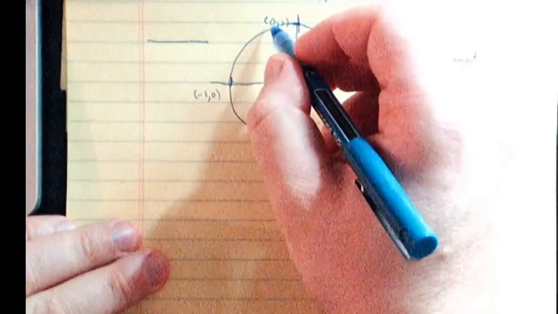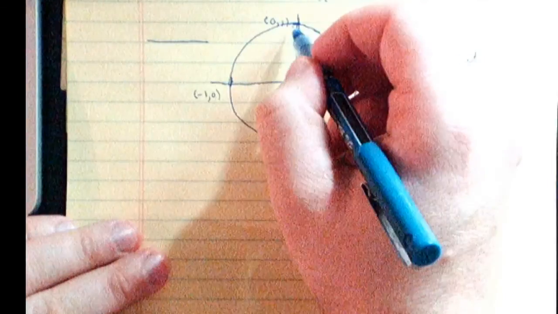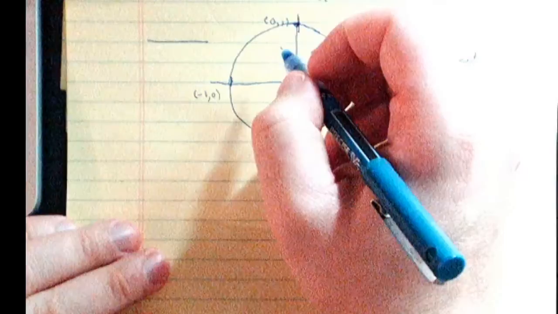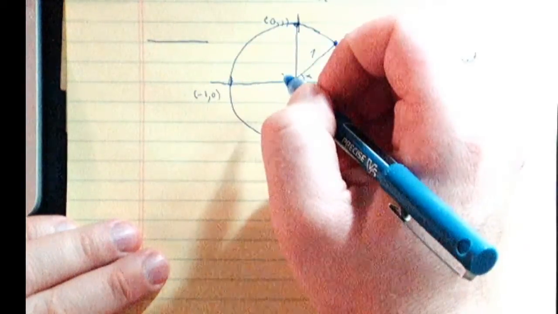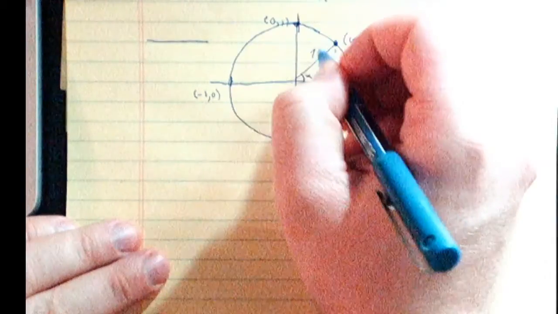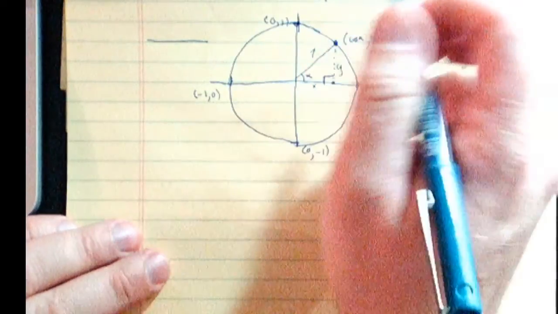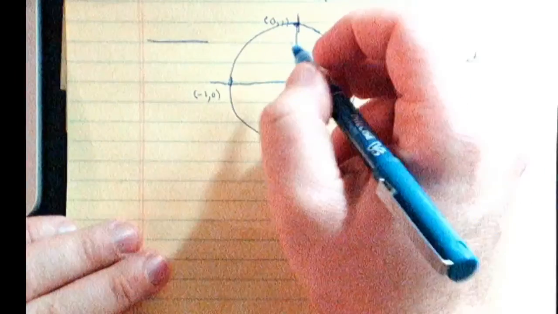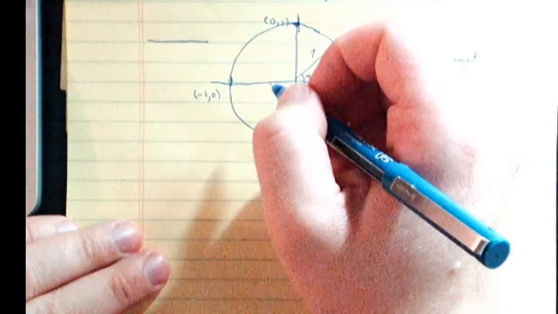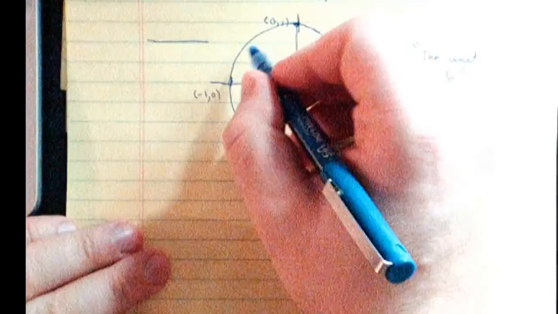How about up here? Aha. Well, up here at 90 degrees, cosine of 90 degrees must just be 0, because that's the x value of a point 90 degrees counterclockwise from the x-axis. It's just a point on the y-axis, where x is 0, and y is 1, because this is still the unit circle. How about over here in quadrant 2?